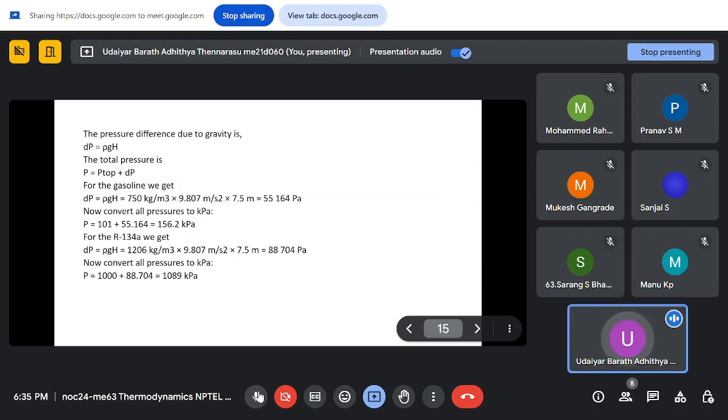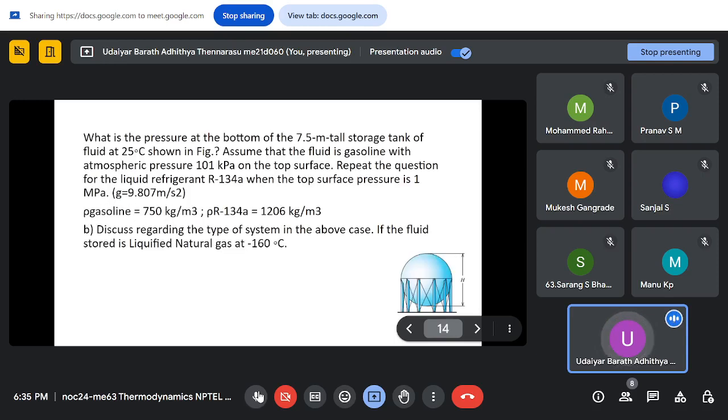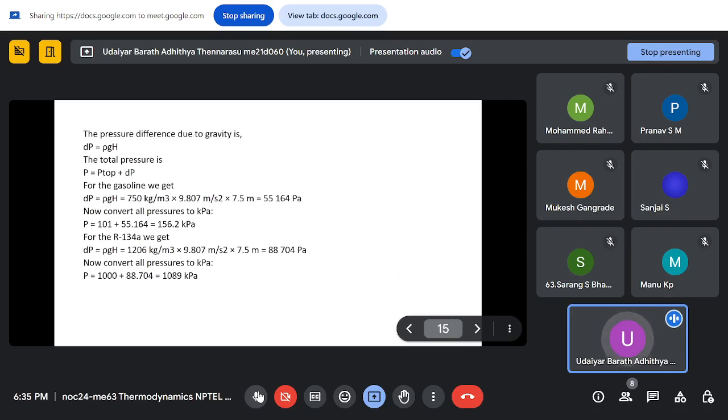So this is how you solve. You have a pressure difference due to gravity, which is rho gh. That is the pressure exerted on the bottom of the fluid. The pressure is exerted due to gravity, so rho gh.